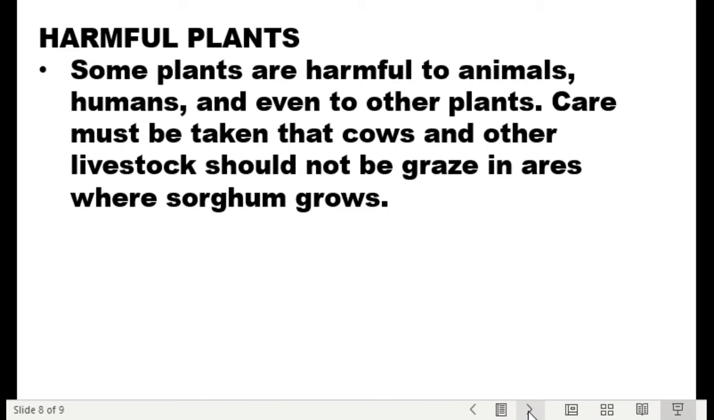There are some plants that are harmful to animals, humans, and even to other plants. So, care must be taken for the cows and other animals like goats, lambs, sheep, carabaos, and other livestock, which should not be grazed in areas where sorghum grows because they are harmful.